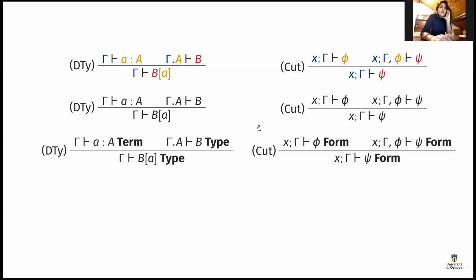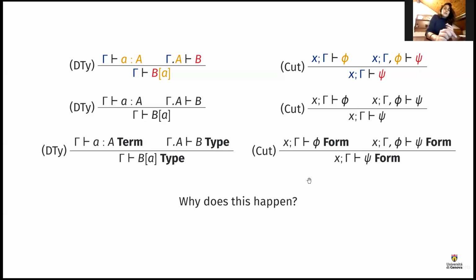On the other hand, they're very different in the sense that, for example, on the left, you have judgments of two different kinds. The first judgment that we see here is a judgment about terms, while the second is a judgment about types. Instead, on the right, you only have judgments about formulas. So there are some similarities, but not every judgment is the same as any other. There are some differences in this regard.